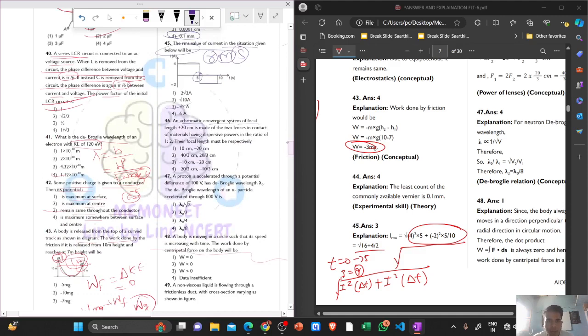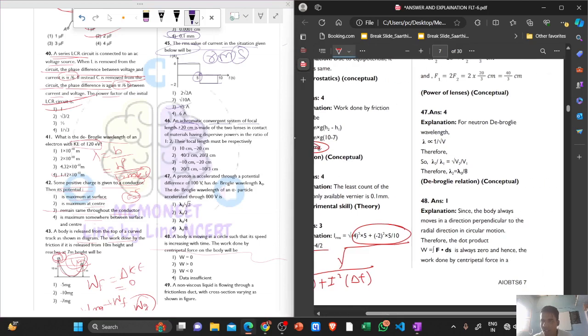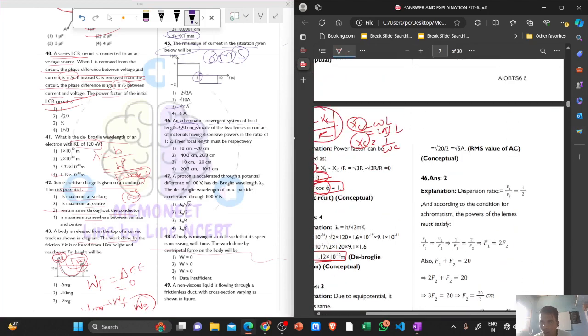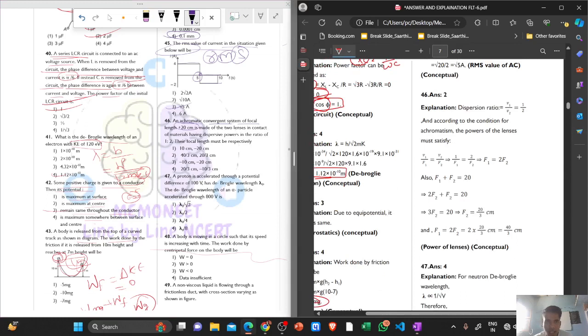Next is a convergent system of focal length. It is talking about a convergent system. You need to understand that convergent means focal length will be positive. Meaning two lenses in contact, made of materials having a dispersive power ratio. The dispersive power ratio is given. Now you know, according to the condition of achromatism, the power of the lenses must satisfy this relation.